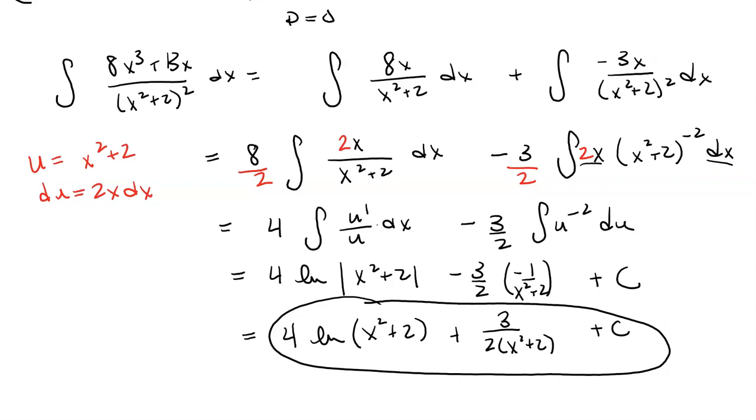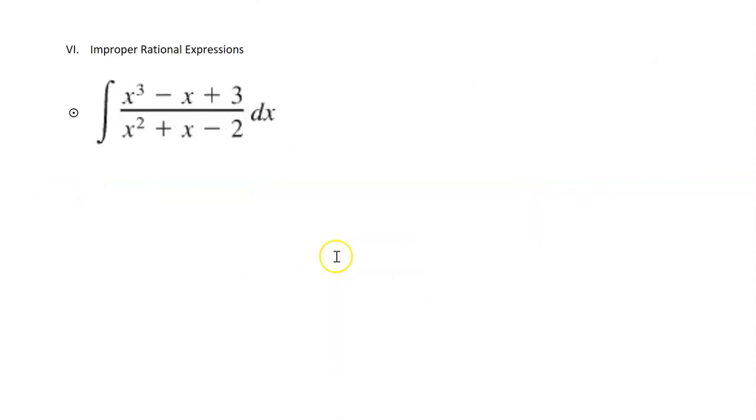Any valid integration that we've done up to this point could appear at the end of one of these problems. Just want to make sure that you are aware of that. Let's look at this example. Notice that we've got an x cubed in the numerator and an x squared in the denominator. So we do not have a numerator whose degree is less than the degree of the denominator.